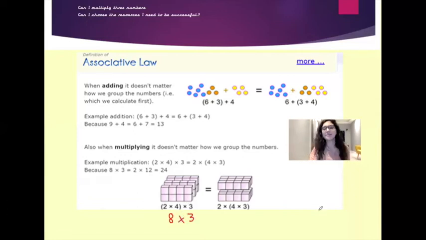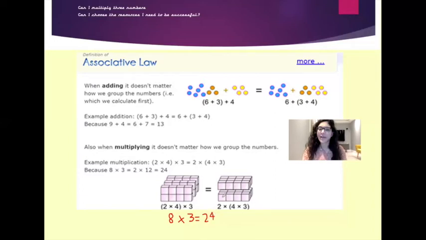What is 8 times 3 then? Let's go through our 8 times tables. 8 times 1 would be 8. 8 times 2 would be 16. 8 times 3 would be 24. So the answer equals 24.